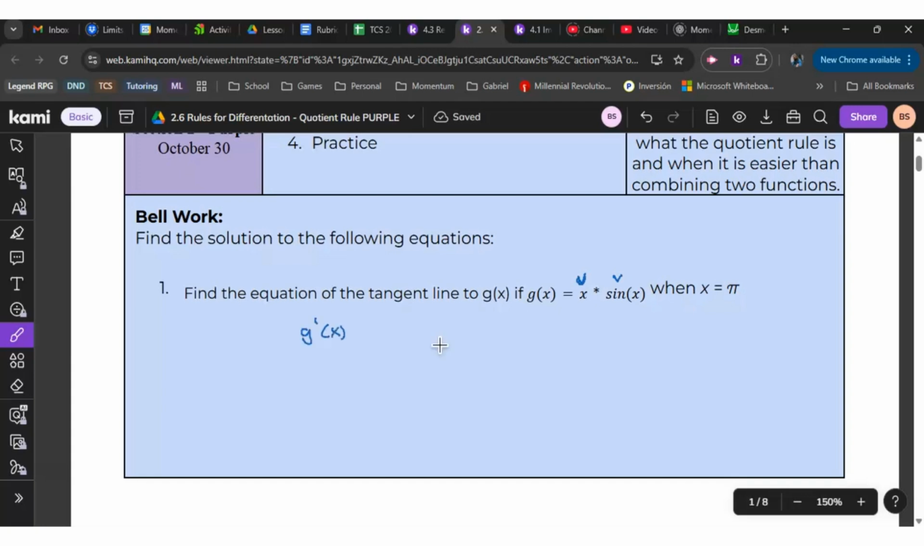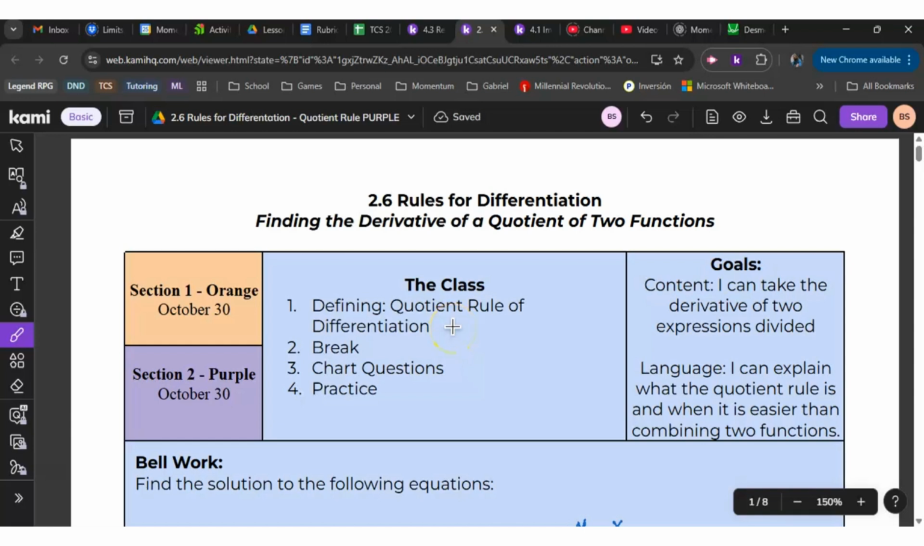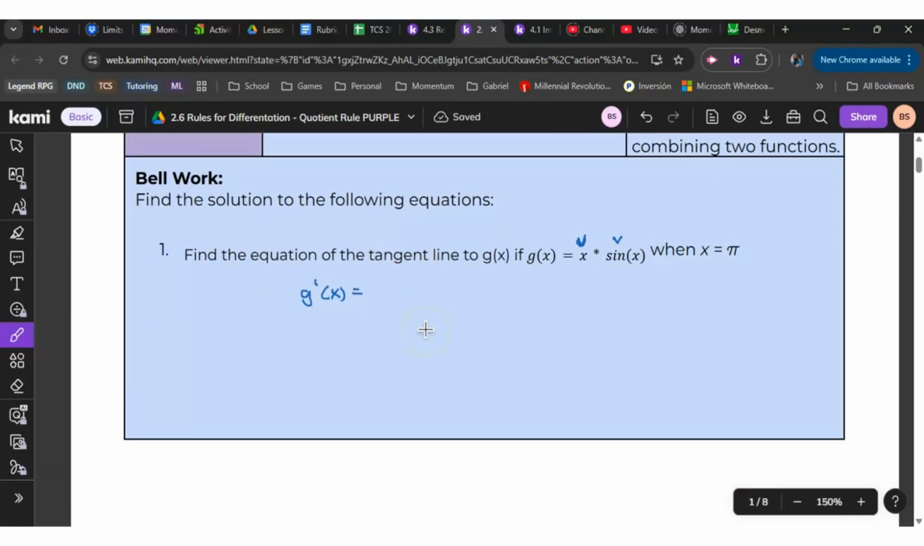Okay, all right, so finding the derivative. So what's the derivative of x? I guess I should say what we're on. Sorry, we're doing quotient rule this time. Guys, what do you think quotient rule is going to be? What does a quotient mean? When you divide? So probably this is going to be when we have two different functions that are divided, all right?